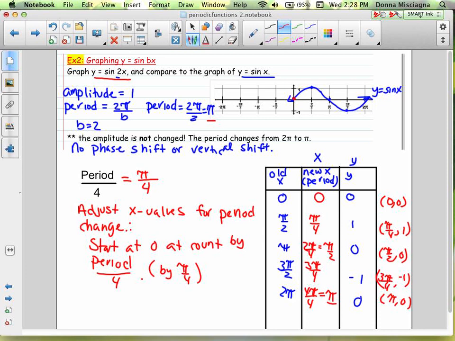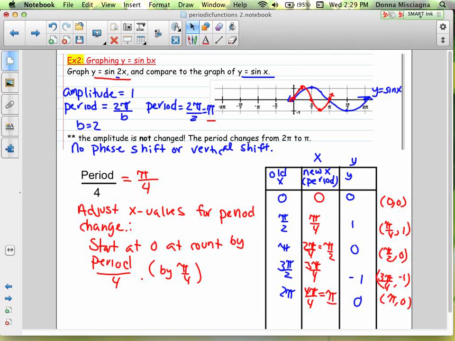All right, so we have the point 0, 0. Still going to go through that point. And then pi fourths, 1. All right, so now I'm going to be halfway between those, so I'm going to be right here. And then pi halves, 0. And then 3 pi fourths, negative 1, so halfway between. And then pi, 0. So you can see that y equals sine 2x goes through the cycle twice as fast.